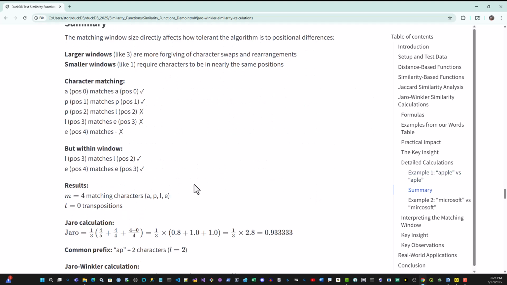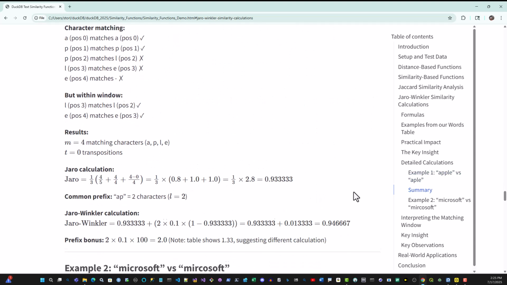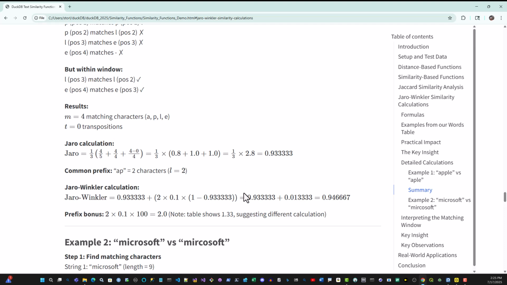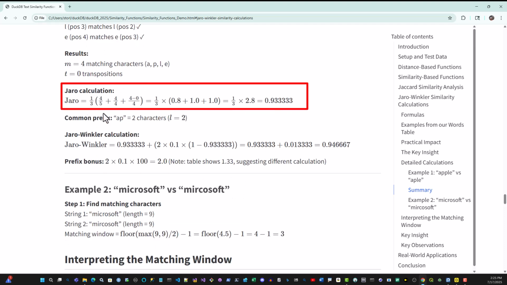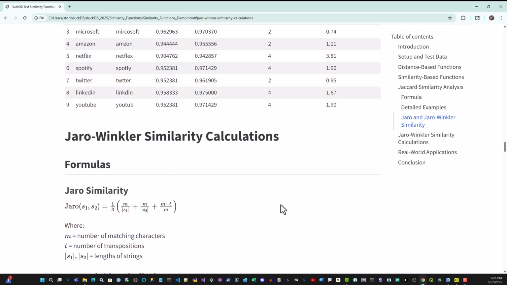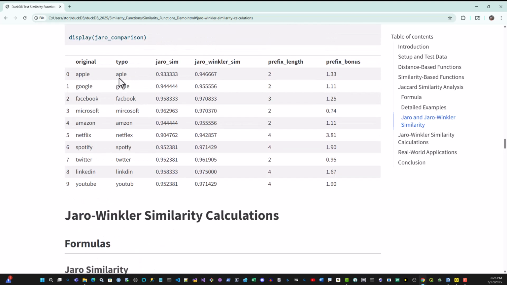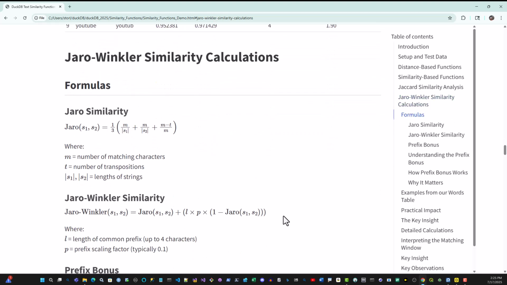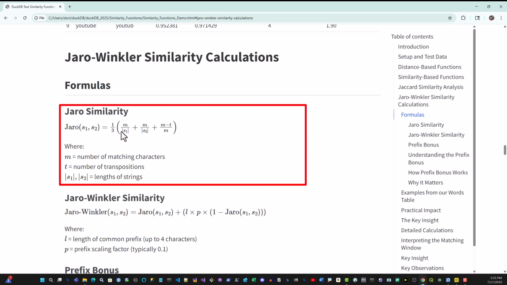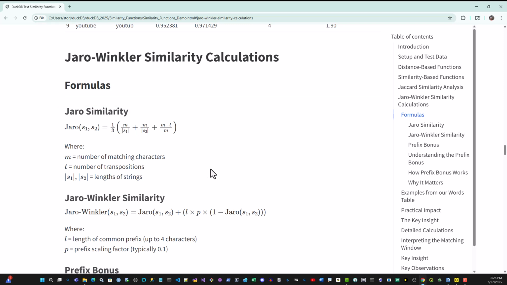Okay, that's more stuff here you can read up on. So here you can see the Jaro calculation. This is the apple. So apple has 1, 2, 3, 4 matching characters, right? So that's 4. And then you have the length of the strings. This first apple has 5 characters because it's APPLE. So therefore, that one becomes 5. So it'd be 4/5. The second word has APLE, so that's only 4. So that'd be 4/4.